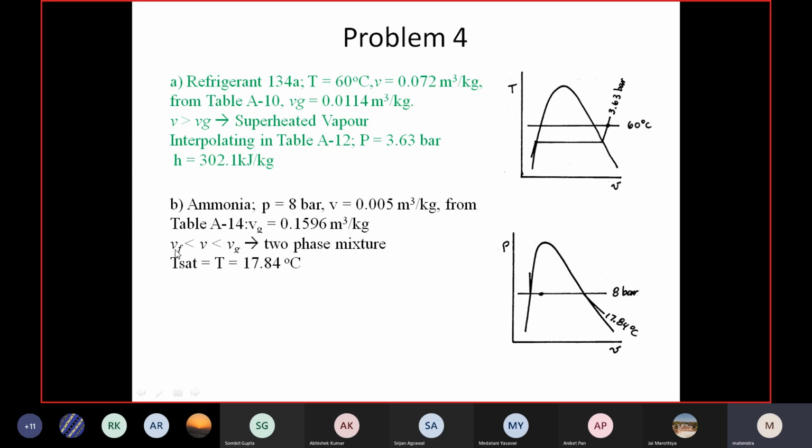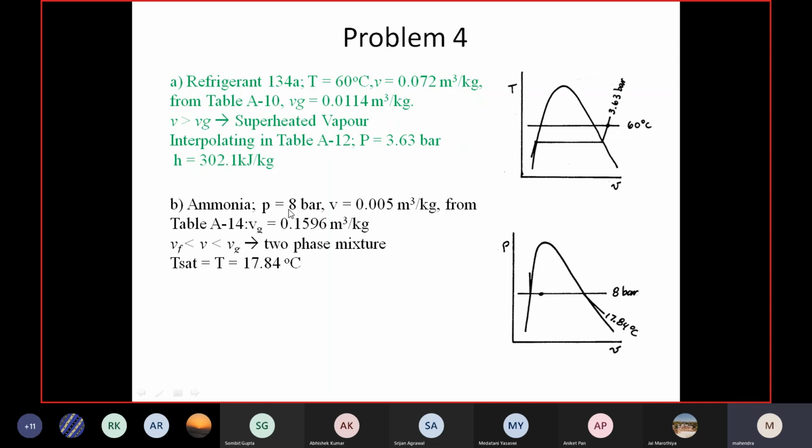You need to check your liquid volume also, the saturated liquid specific volume. When you compare the given specific volume with the saturated liquid specific volume and the saturated gas specific volume, the given specific volume is coming in between. That means somewhere at this point, in the mixture zone, the latent heat zone.